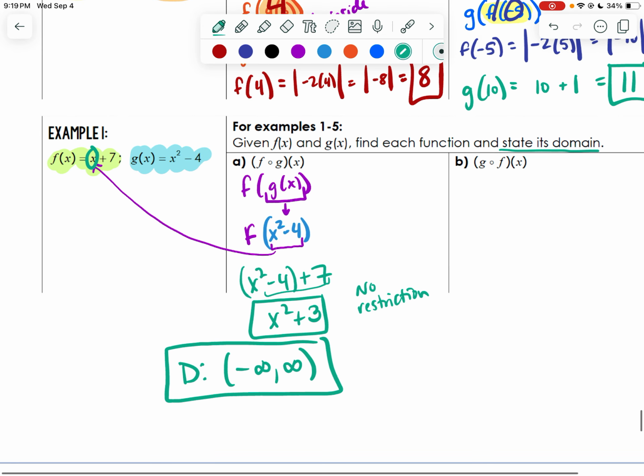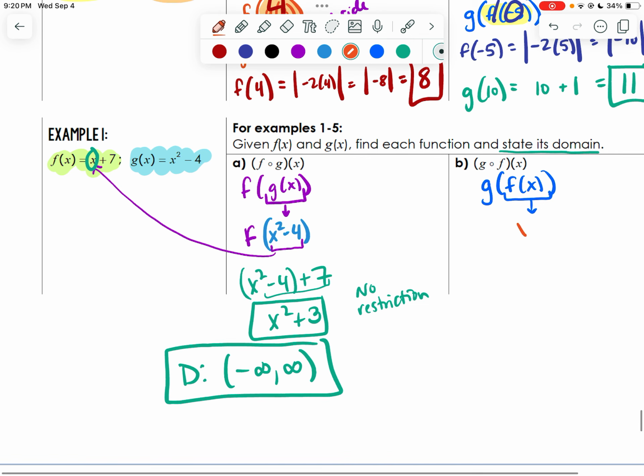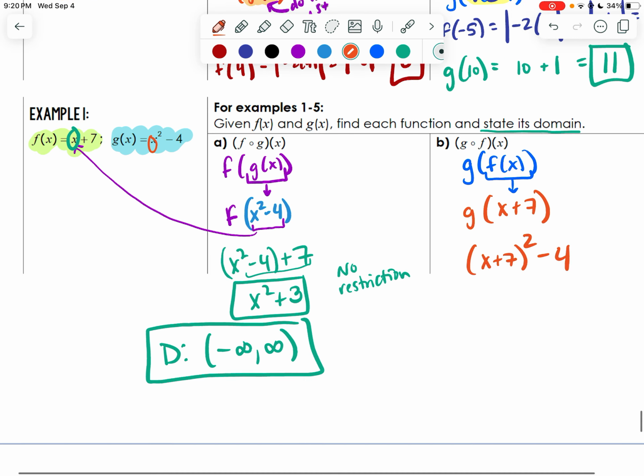Okay, so let's try another one. You know, this can be a little tricky. So this one is g of f of x. I'm going to take my f function and just plug it in. So my f function is x plus 7. So I want to find g of x plus 7. So go to my g function, and anywhere I see an x, I'm going to plug in an x plus 7. So it's x plus 7 squared minus 4.